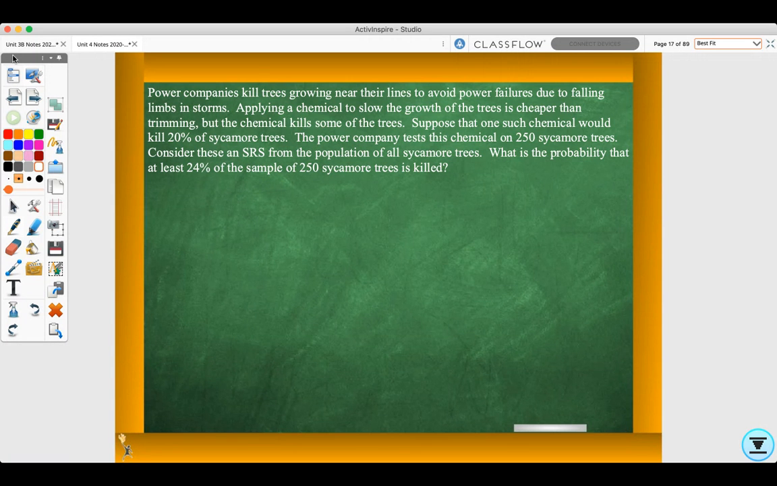Let's look at some examples. This first example says, power companies kill trees growing near their lines to avoid power failures due to fallen limbs and storms. Applying a chemical to slow the growth of trees is cheaper than trimming, but the chemical kills some of the trees. Suppose that one such chemical would kill 20% of sycamore trees. The power company tests this chemical on 250 sycamore trees. Consider these a simple random sample from the population of all sycamore trees. What is the probability that at least 24% of the sample of 250 sycamore trees is killed?